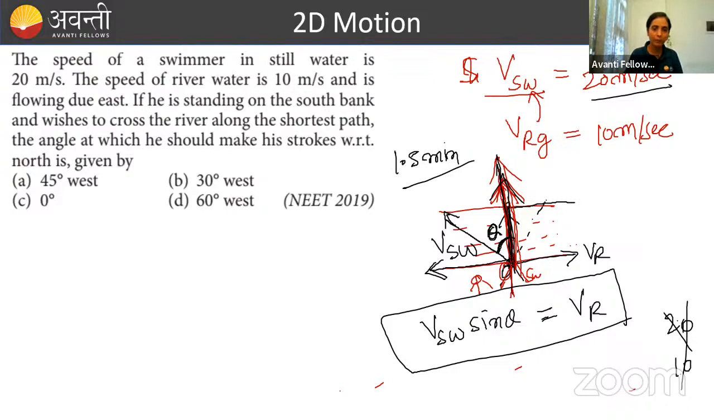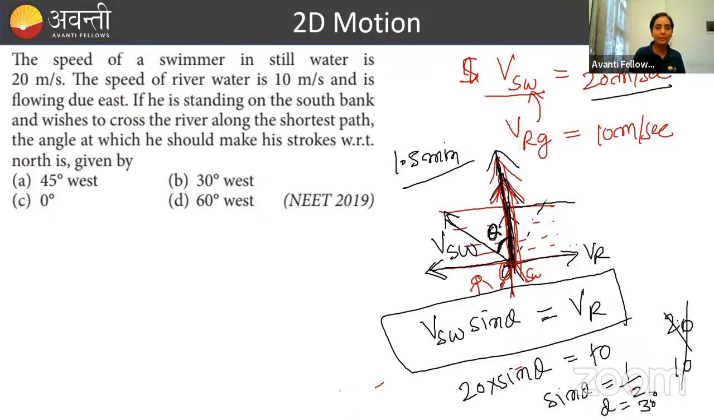Now what will happen? This should be equal to this, then only this person will go on like in this direction. Done. So अब आप इसको लिख डालो, 20 क्या लिखोगे, 20 into sin theta, and this should be equal to how much? VR is how much? 10. So sin theta is how much? 10 by 20. Half. Theta is how much? 30 degree. So 30 degree.